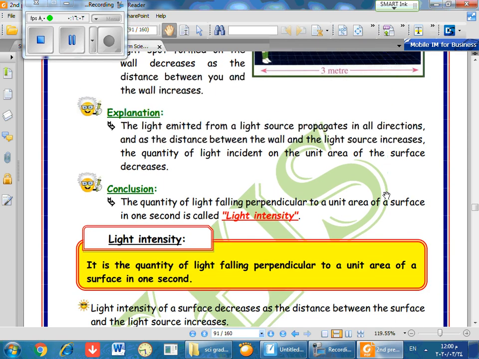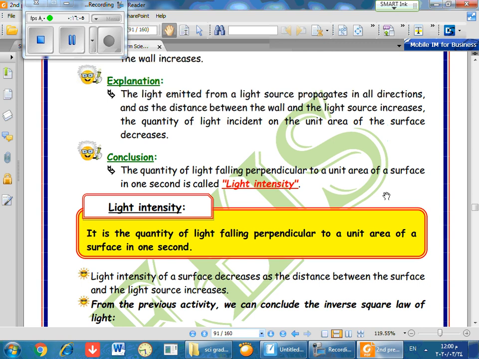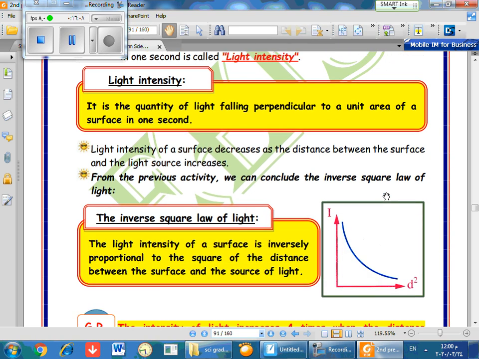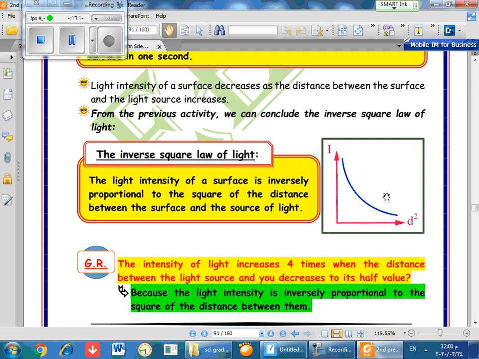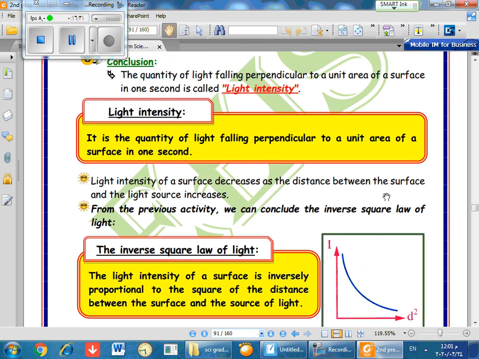The light intensity is inversely proportional to the square of the distance between the light source and a certain point or the white screen where the light can be received. This is the inverse square law of light: the light intensity on a surface is inversely proportional to the square of the distance between the source of light and the screen. The light intensity is the quantity of light falling perpendicular on a unit area in 1 second.